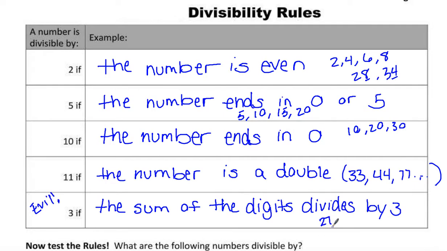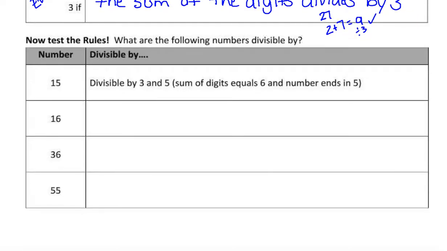So an example of this would be 27, we know is divisible by 3. If you take 7 and 2 and you add them together, you get 9. So 2 plus 7 equals 9, which does easily divide by 3. So 27 divides by 3. So let's do some practice with these. So 15, if I add 1 and 5 together, 1 plus 5 is 6. 6 can divide by 3. So it is divisible by 3, and because it ends in a 5, it is also divisible by 5.